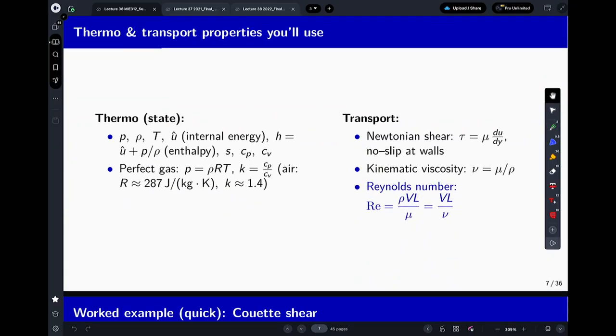We didn't talk very much about thermo. Do you take thermo this term or next term? Oh, last year. Okay, so it's all stuff you knew.